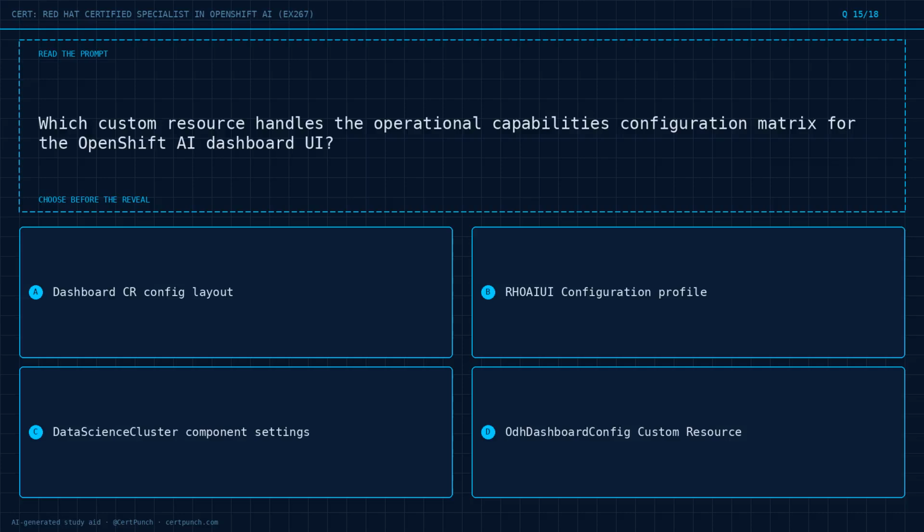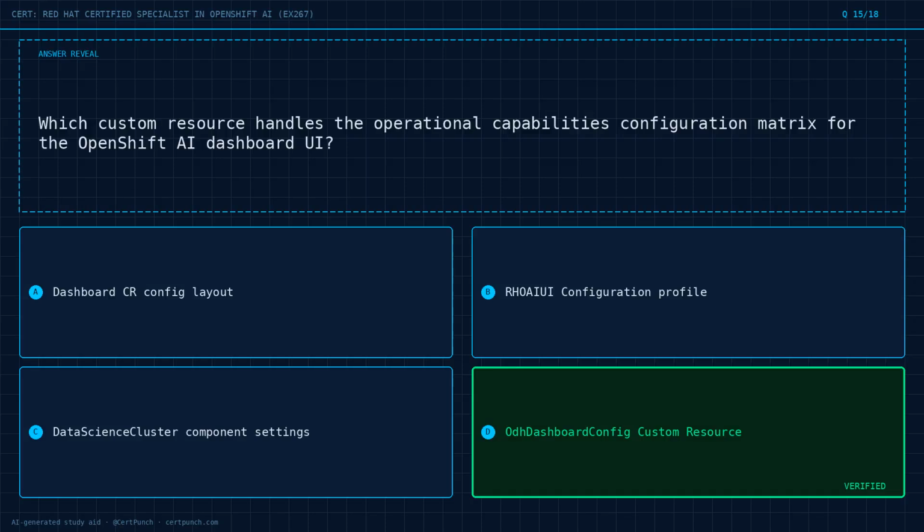Question 15 of 18. Which custom resource handles the operational capabilities configuration matrix for the OpenShift AI dashboard UI? Option A. Dashboard CR config layout. Option B. RHOAI UI configuration profile. Option C. Data Science Cluster component settings. Option D. ODH dashboard config custom resource. Decide on the strongest option before the reveal.